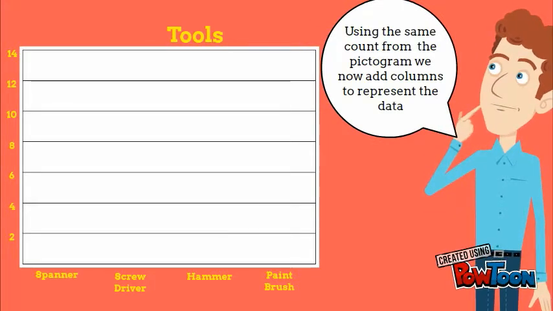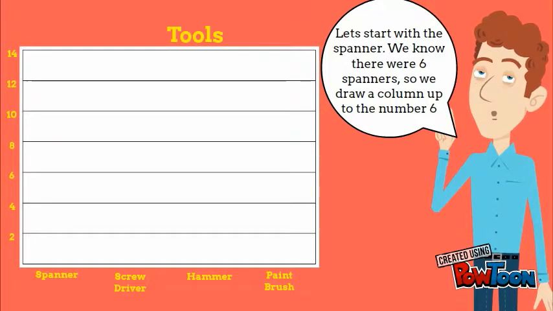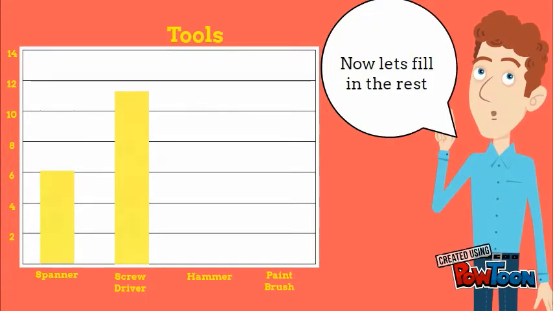Using the same count from the pictogram, we now add columns to represent the data. Let's start with the spanner. We know there are 6 spanners, so let's draw a column up to the number 6. Very good. Now let's fill in the rest.